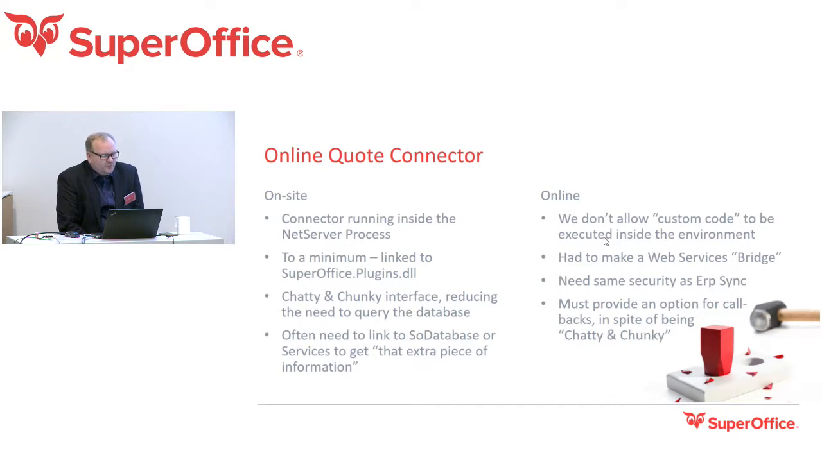So we had a connector running inside a process. That minimum had to link to the SuperOffice plugins DLL, and if you link to that, that wouldn't change version over time. So then it would be fairly okay if we upgraded, unless we change the SuperOffice plugins DLL, which it turns out that we are doing more often than we like.